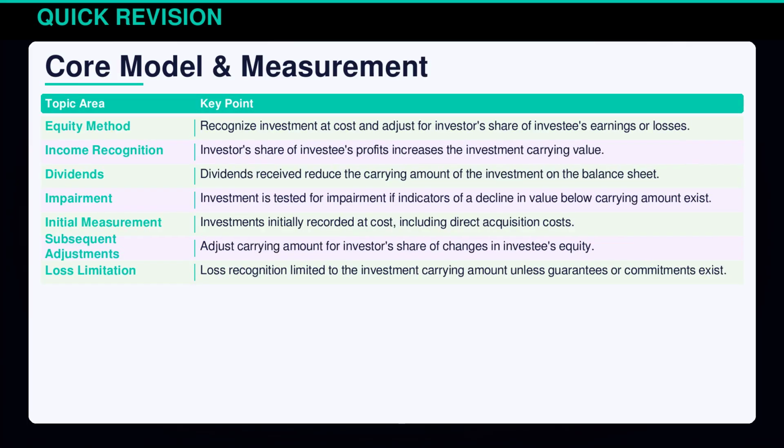Under the equity method, investments are initially recognized at cost, including direct costs. The carrying amount is adjusted for the investor's share of profits or losses. Dividends reduce this carrying value. Impairment testing is necessary when there's a decline in value, and losses are limited to the investment amount, unless obligations exist. These rules ensure a fair representation of the investor's financial position.